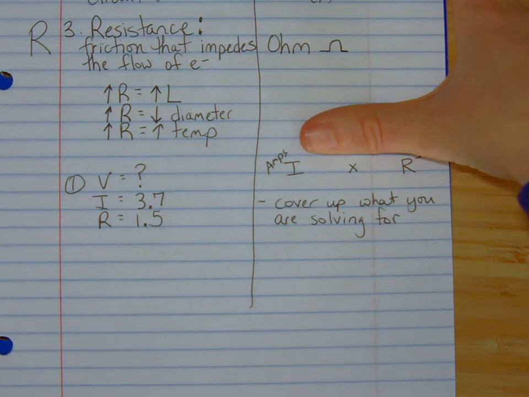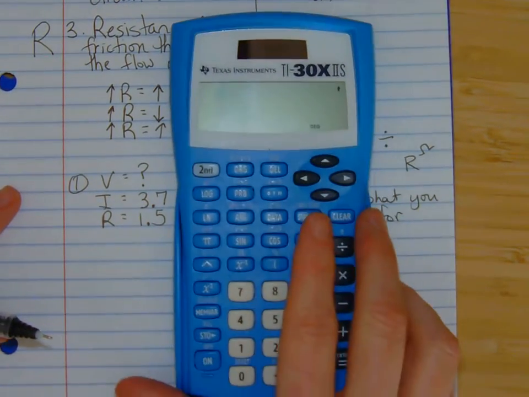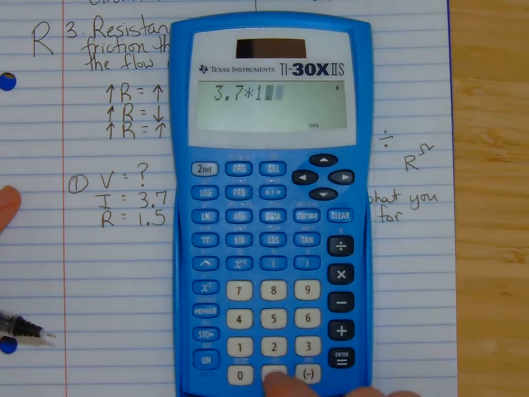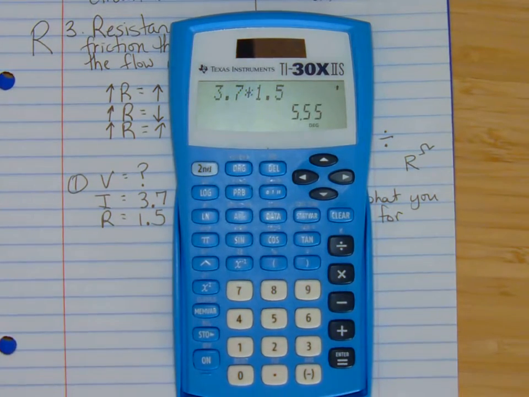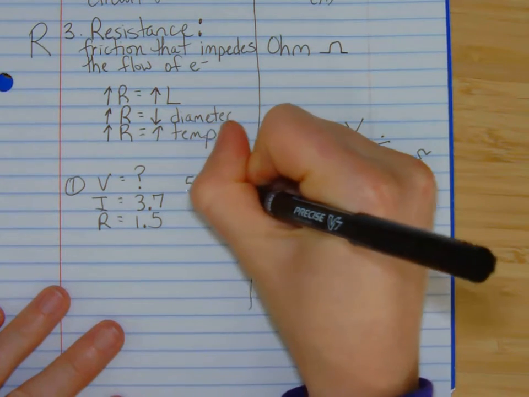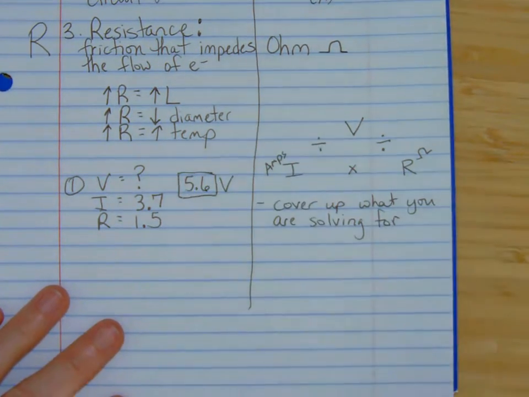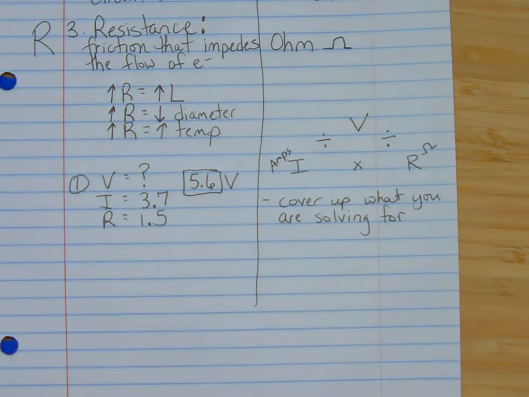So I think you see where I'm going with this. What is left? Current multiplied by resistance. So we're going to go 3.7 multiplied by 1.5. We get 5.55, which we know in Moodle, we would enter that as 5.6. We would round to the tenth. So 5.6 volts. We wouldn't type the letter into Moodle. Those are the units. 5.6 is the answer.